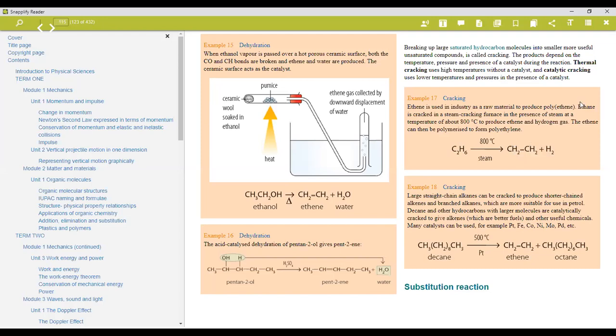Okay. So ethane is cracked in a steam cracking furnace in the presence of steam at a temperature of about 800 degrees Celsius to produce ethene and hydrogen gas. The ethene can then be polymerized to form polyethylene. Okay, so you see here what they used. They took very high temperature, which is steam in this case. They took the ethane and they broke it down, and it gave us the ethene plus H2 gas.